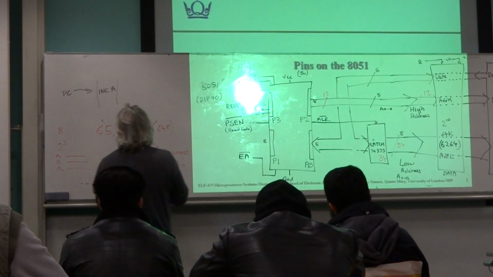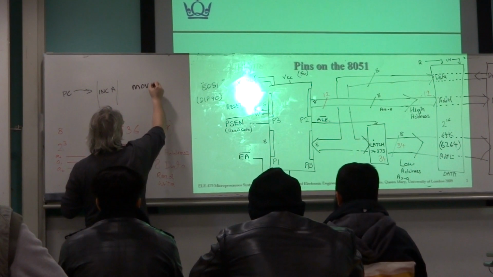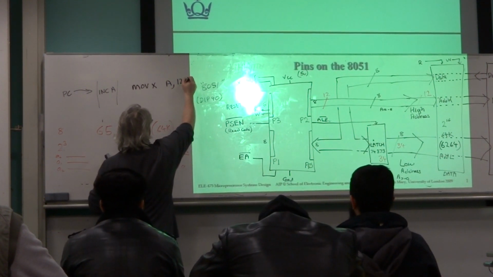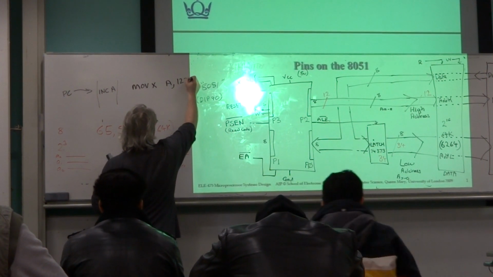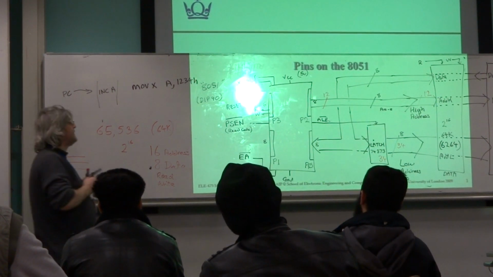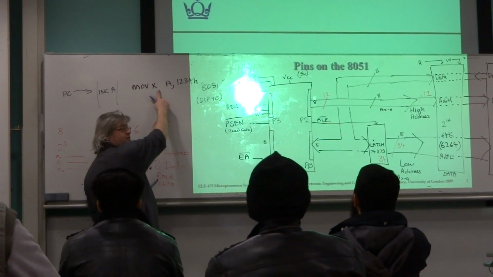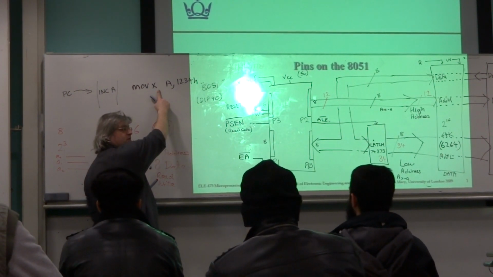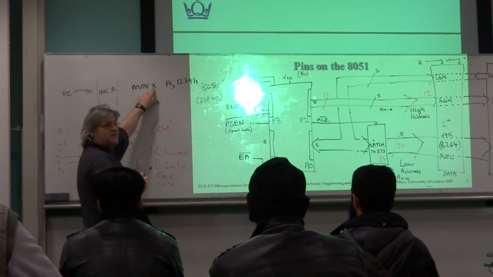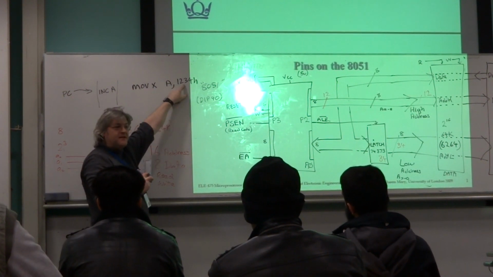For example, if you execute the instruction MOVX into the accumulator from 1 2 3 4 hex, implicit in the instruction, you've told the microcontroller everything it needs to know in order to achieve this task. First of all, the X tells it it's got to go to external data memory. And you've also provided the address that it needs to put out.